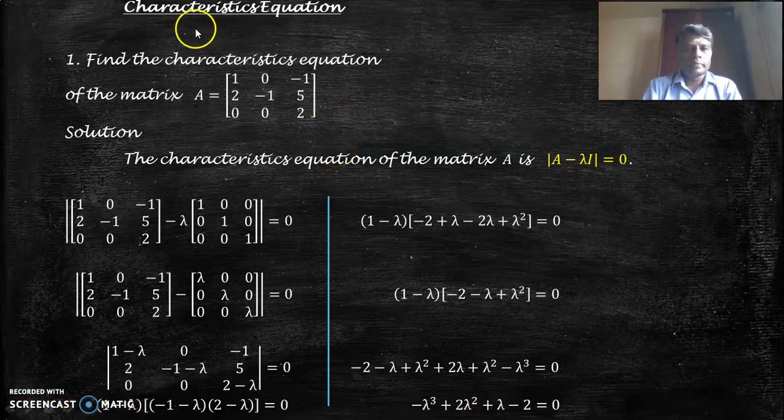மாணவர்கள் அனைவருக்கும் வணக்கம். Characteristic equation. Find the characteristic equation of the matrix A with the entries 1 0 minus 1, 2 minus 1 5, 0 0 2. This consists of 3 rows and 3 columns. So the order of the matrix A is 3.